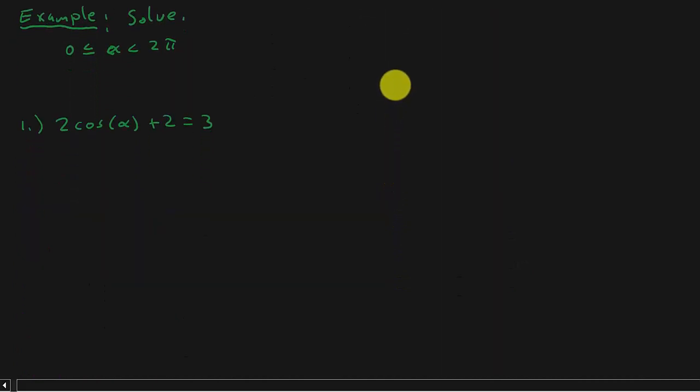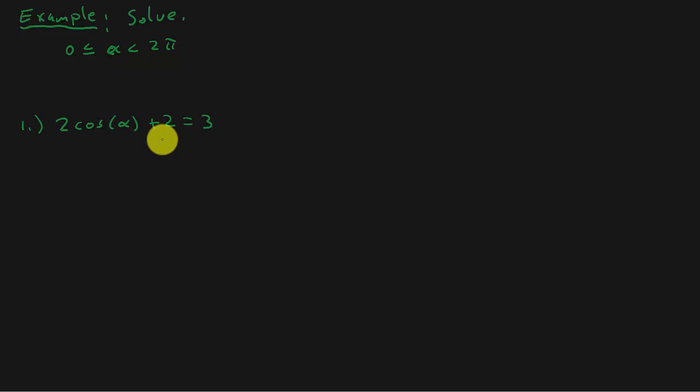All right, so let's look at this one. We want to solve this equation here for all angles between 0 and 2 pi. Now this is what I was talking about. This doesn't look right, does it? It doesn't look like all the problems that we've worked before.